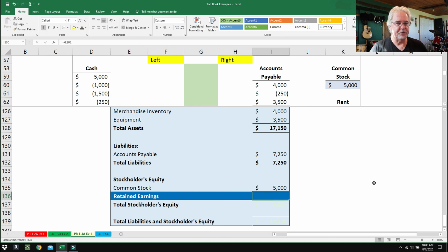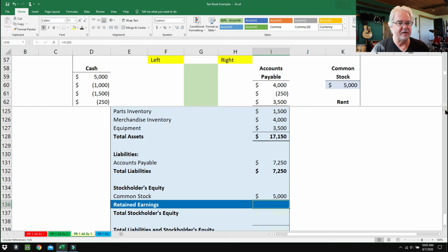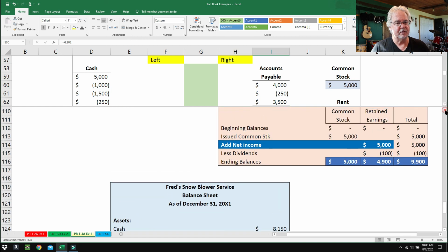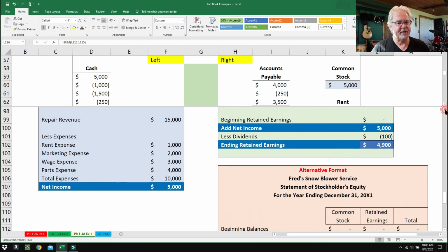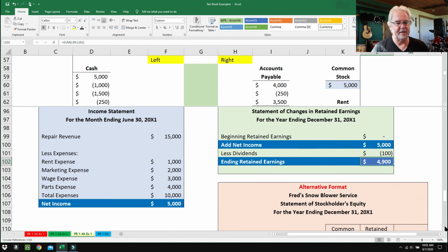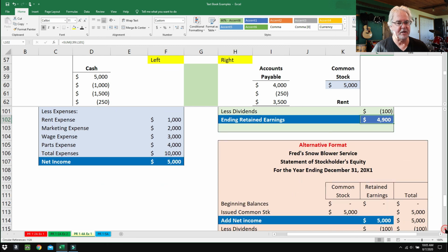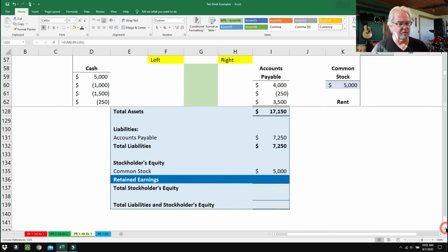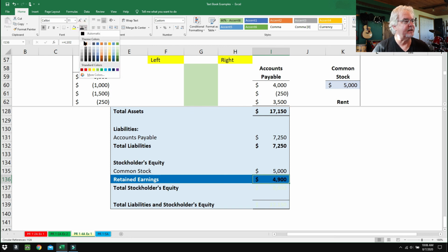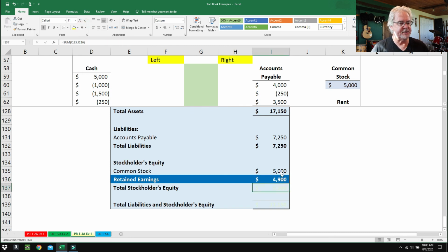And I've got highlighted in blue retained earnings because we can take it off of either this statement, the one that's in the pink box, or the green box. They're both the same, $4,900. Retained earnings, there we go. Let's get it in the right color. There we are. And so all we do is add this all up here. We get $9,900. That's the total stockholders' equity.